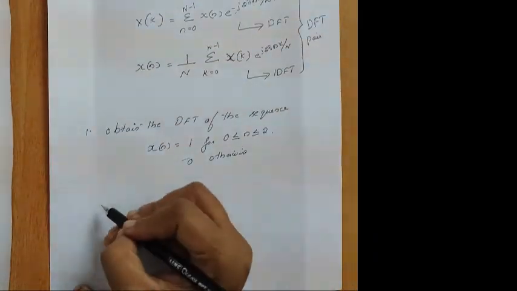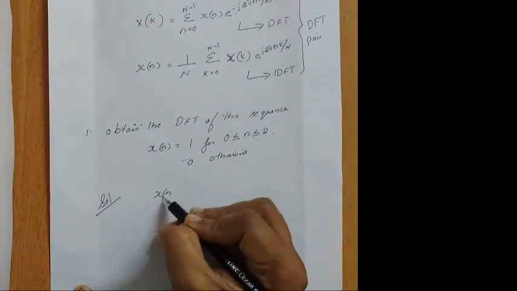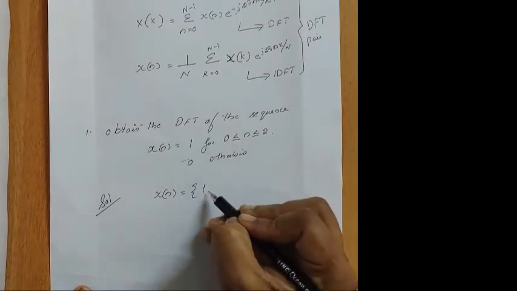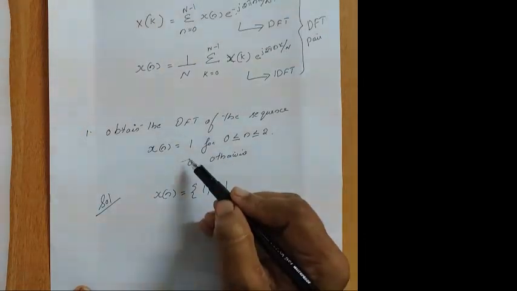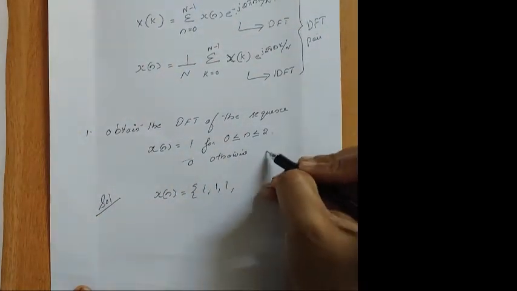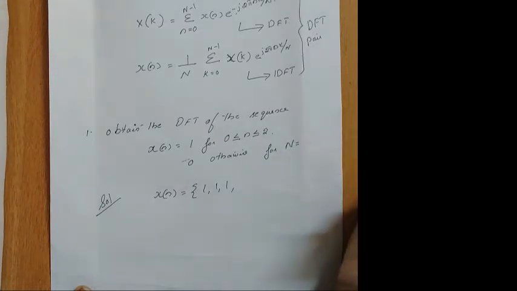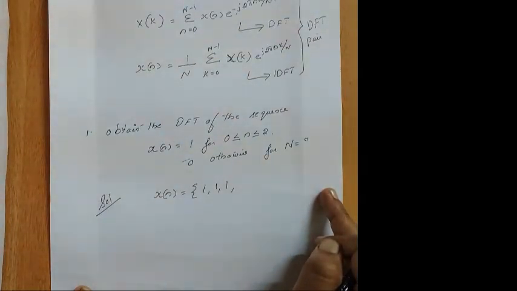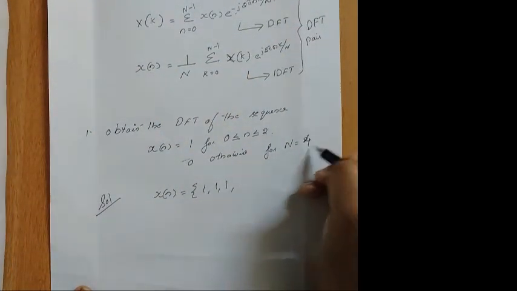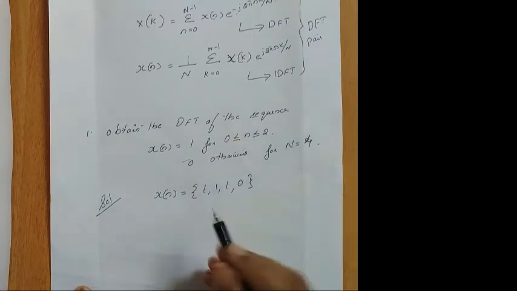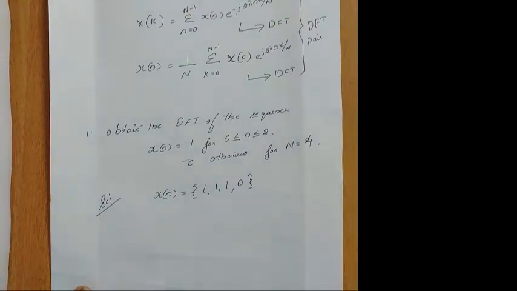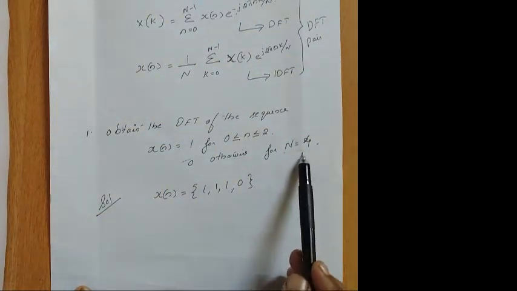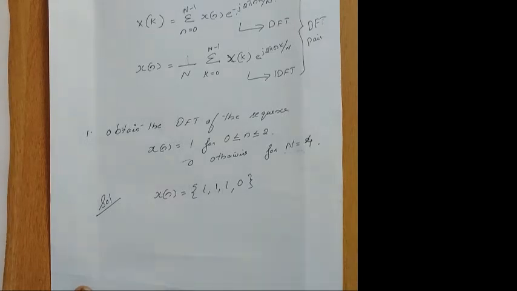So you have to first write x of n. From 0 to 2 the value is 1, so 0, 1, 2 the value is 1. And sometimes capital N will be given. If it is 8, you have to give the other 7 zeros over here. Understood? If it is 4, you have to give one 0 over here, because 1, 2, 3, 4. Depending upon the N value, you have to give the remaining data.